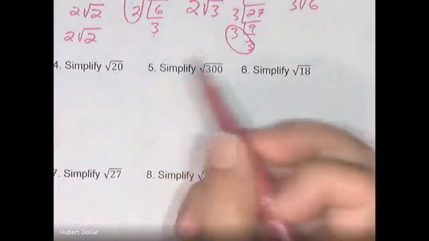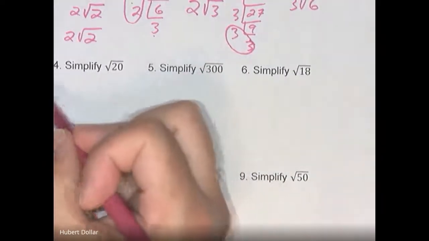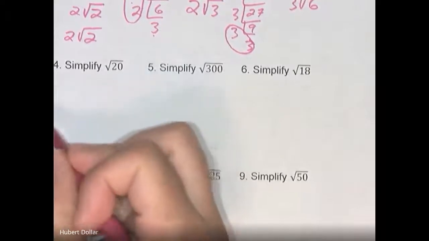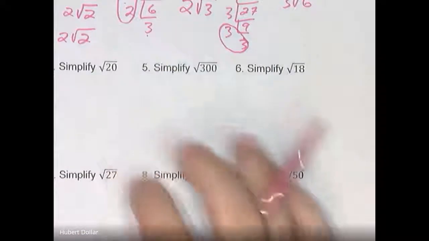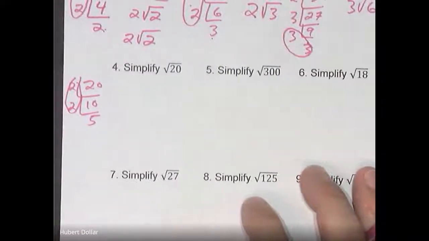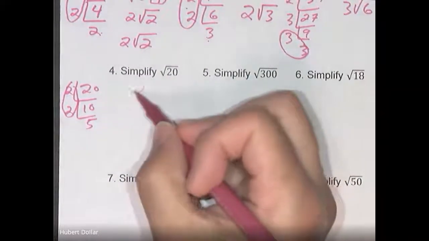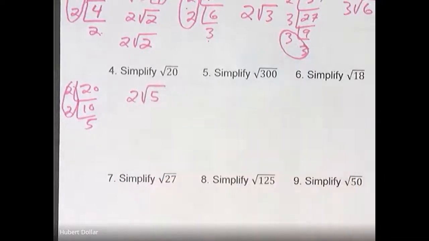20, so the square root of 20. So, 20 divided by 2 is 10. 10 divided by 2 is 5. We circle the 2's. 2 goes outside, and it's a 5.